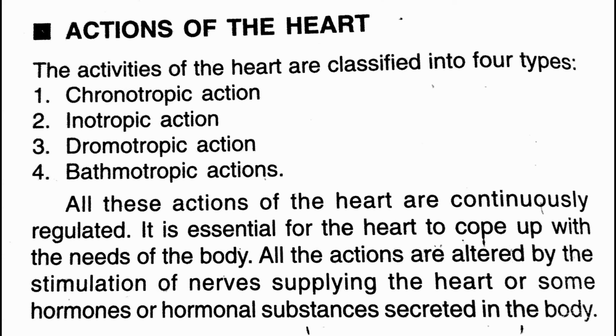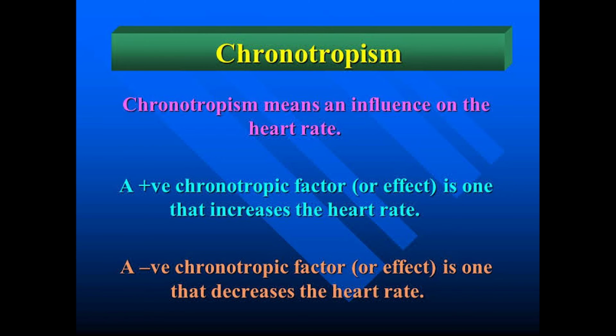So firstly we discuss the chronotropic action. So chronotropic means an influence on the heart rate. So a positive chronotropic factor means increases the heart rate. Increase in the heart rate is termed as tachycardia, and the negative chronotropic factor is one that decreases the heart rate, that is termed as bradycardia. So this is a chronotropic effect on the heart.